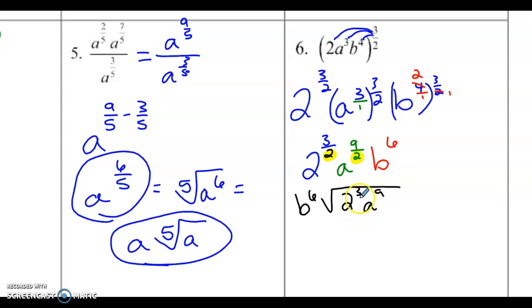So since we have 2 to the 3rd, which would really be like 8, I can pull a 4 out. I can pull out 2 squared. So it's going to become b to the 6th times 2 times the square root of 2a to the 9th. And actually, we can pull out some of those a's too.